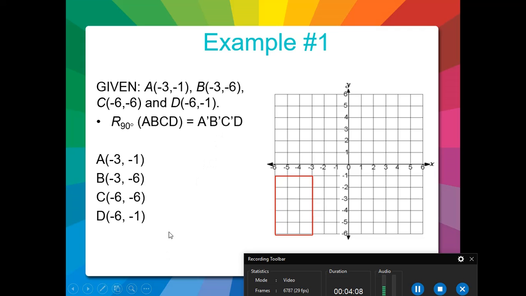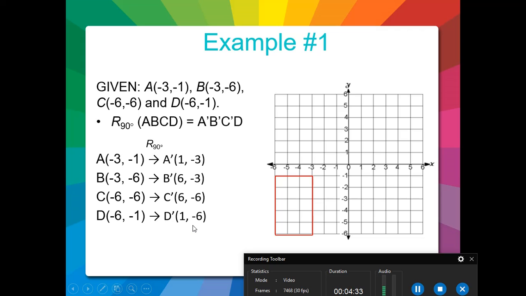I'm going to apply the rule. So for A, Y is going to slide forward and be negated, and then X is going to slide back. I'm going to do that with B. Y slid forward and was negated. X slides back. And then we have C prime and D prime. And don't forget to write your rule above the mapping arrows.